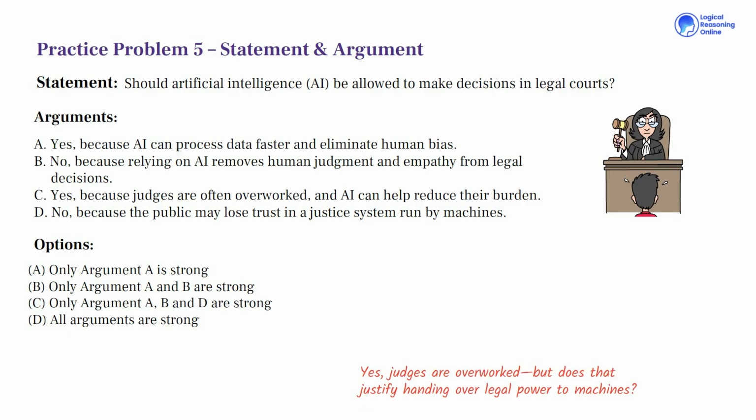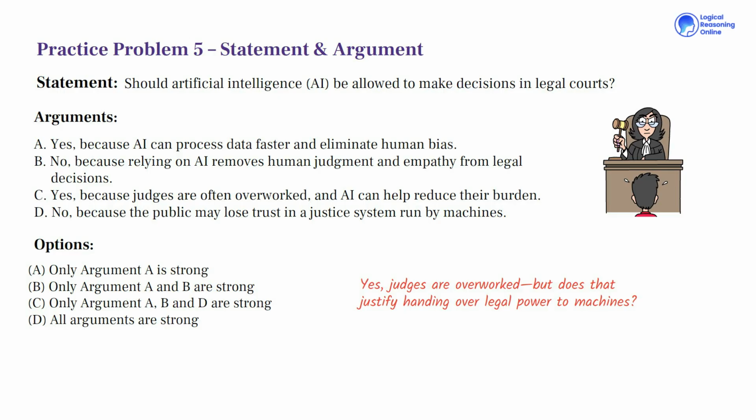Yes, judges are overworked, but does that justify handing over legal power to machines? This argument focuses on administrative ease, not justice delivery. It's not about whether AI should make legal decisions, just that it could help ease the workload. It's weak because it doesn't directly support the core idea in the statement, should AI make decisions? So argument C is weak.